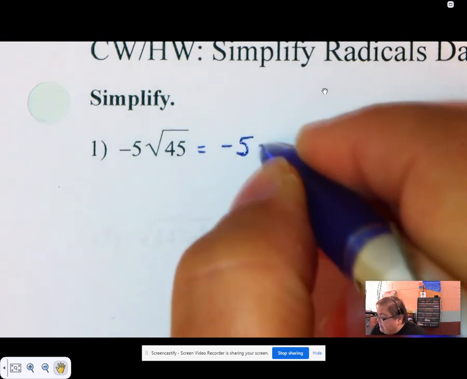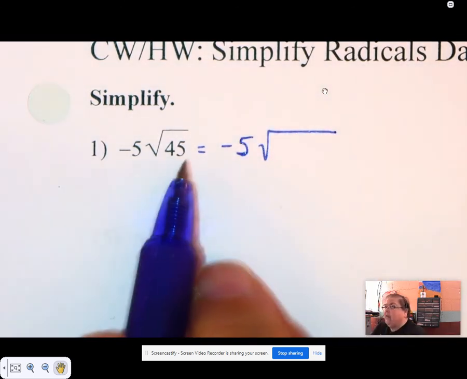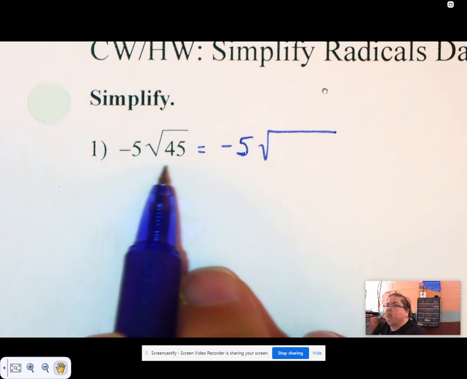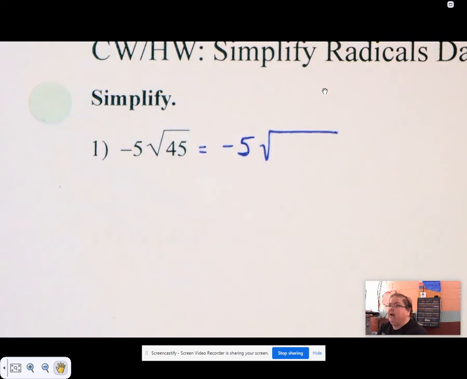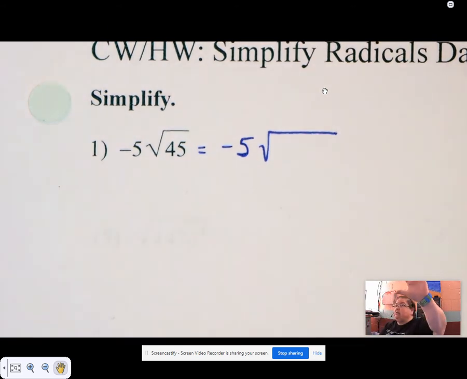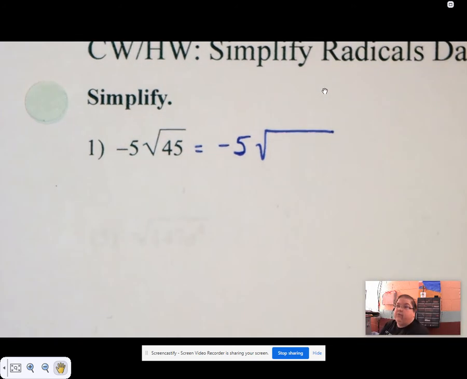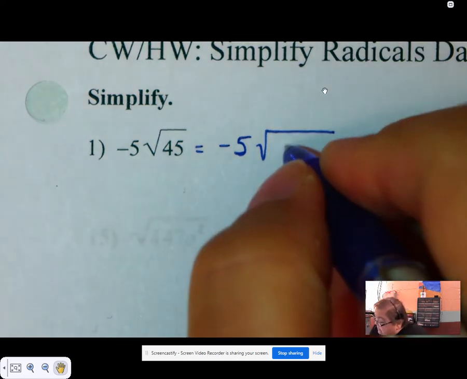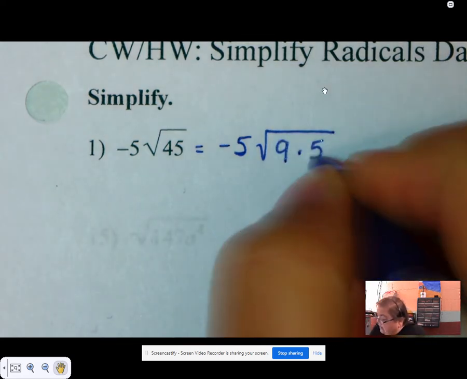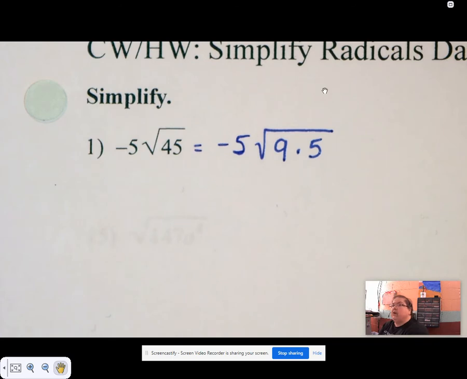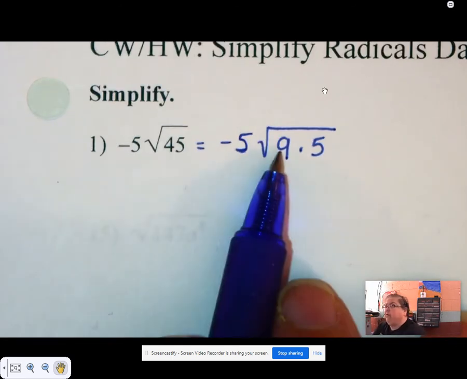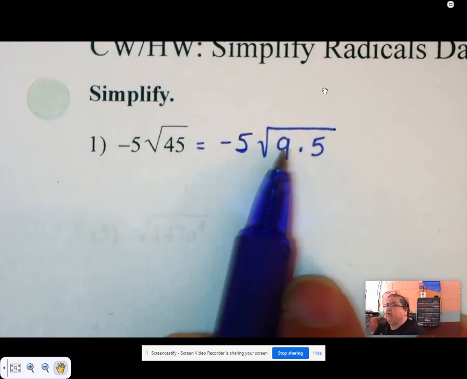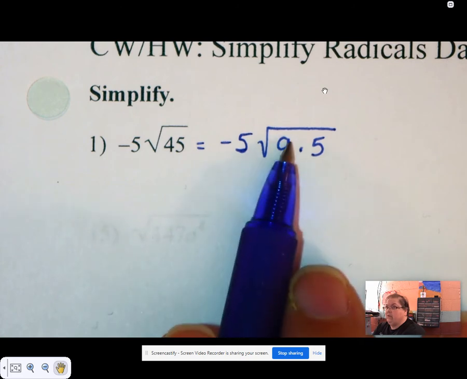-5 times the root of, what would I multiply together to get 45? Keeping in mind I'm trying to find the root. What would I multiply? Find that for me, please. 9 times 5. I agree. So now I have my perfect root, my perfect square, right here.